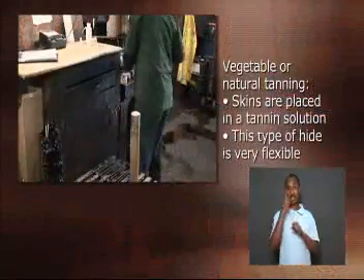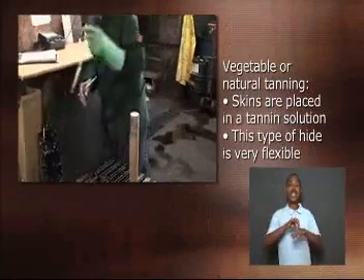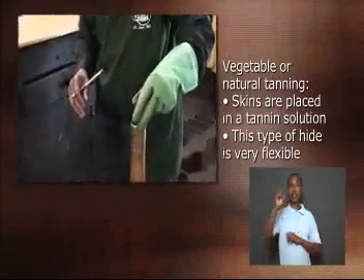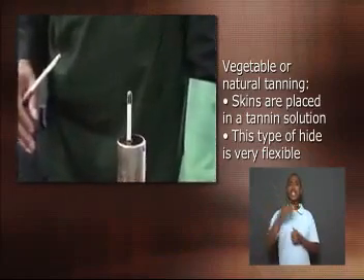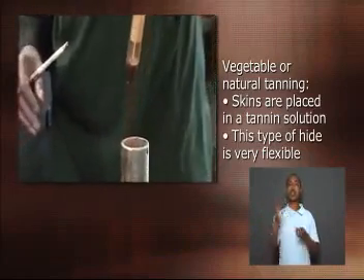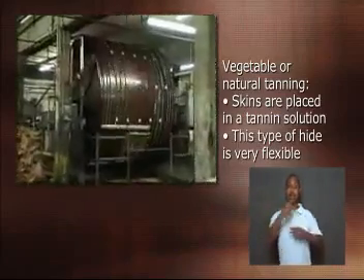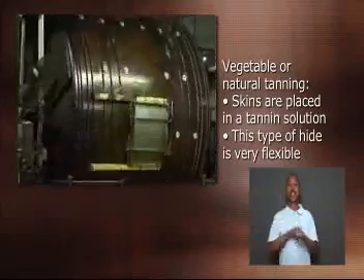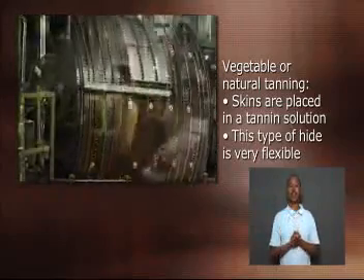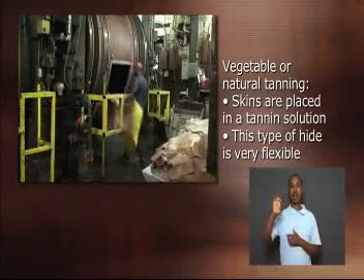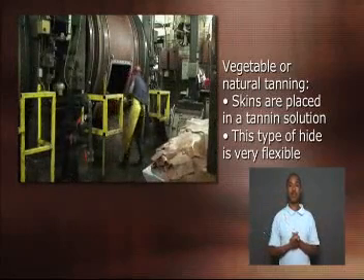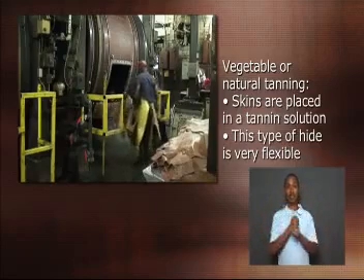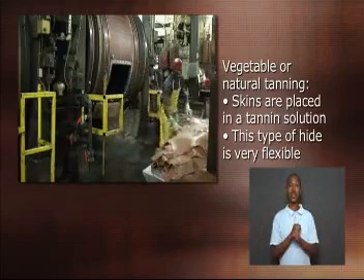During the natural tanning process, the skin is placed in a tannin solution. Tannins occur naturally in the barks and leaves of many plants. For natural tanning, the barks that are used in modern times are chestnut, oak, hemlock, quebracho, mangrove, wattle, and myrobalan. Naturally tanned hide is flexible. Therefore, it is used to make shoes, luggage, and furniture, among other things.